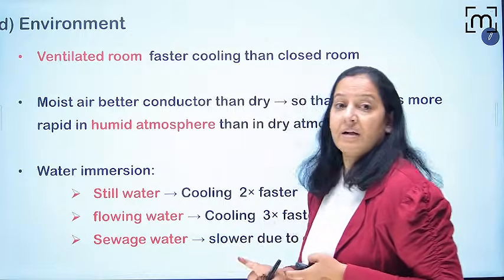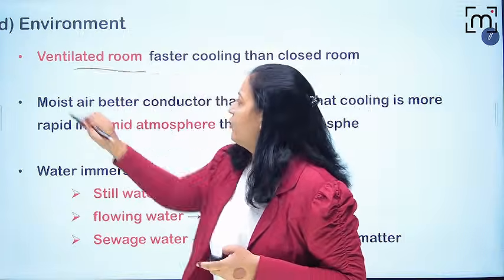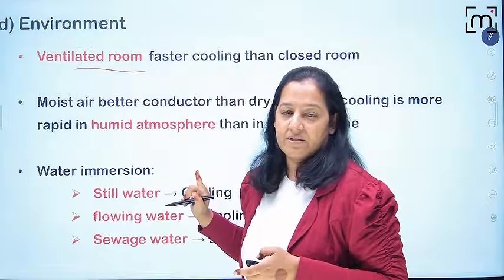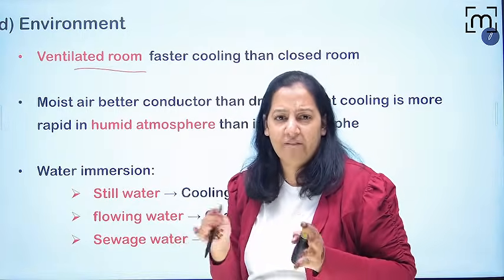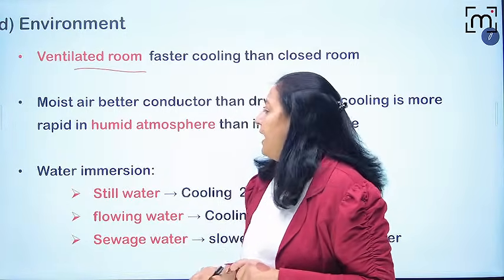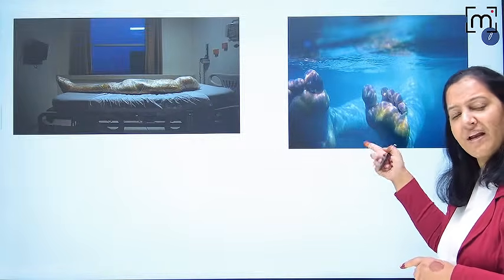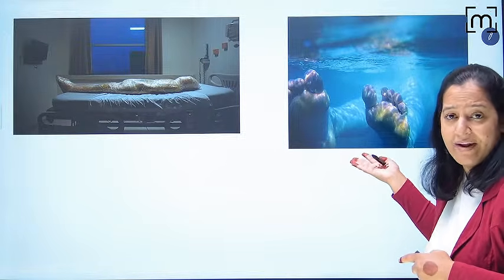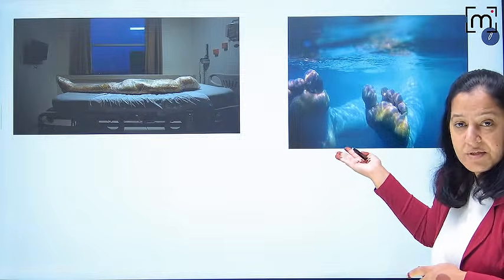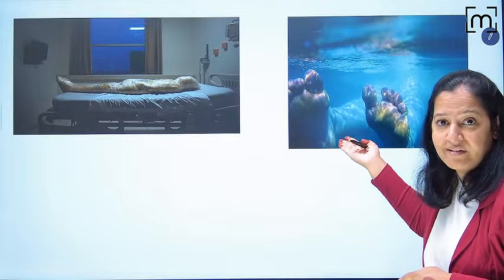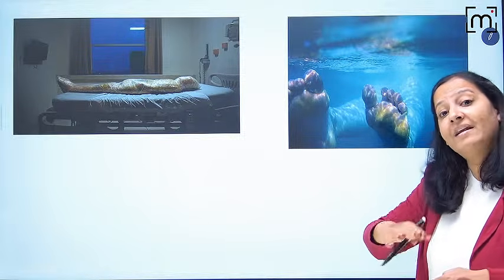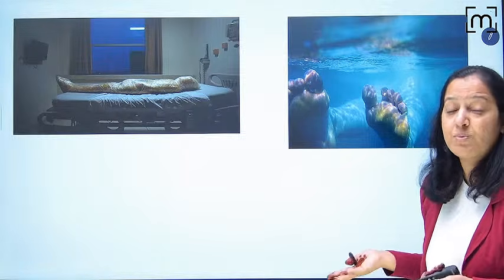Okay, now environment. Suppose the dead body is kept in a ventilated room, so cooling is faster. And if it is kept in a packed room, cooling will be a little bit slower. And what about the body immersed in water? Suppose there is a dead body, in case of drowning, immersed in water for 1-2 or 2-3 days. Sometimes it happens. Maybe it's a suicide, maybe a homicide, maybe it is killed on the land and then thrown in the water. We don't know. That's what we want to know here.